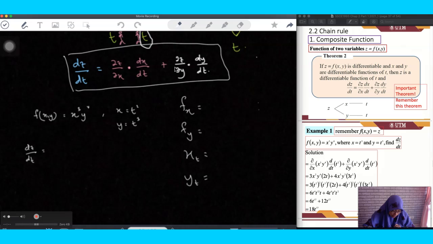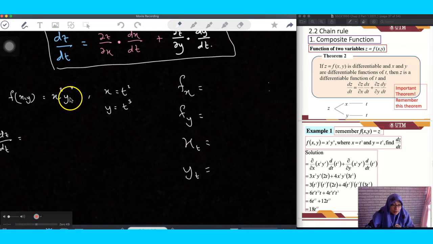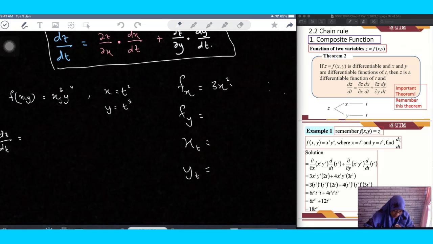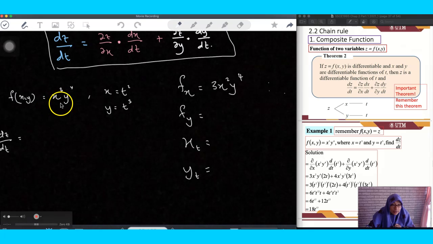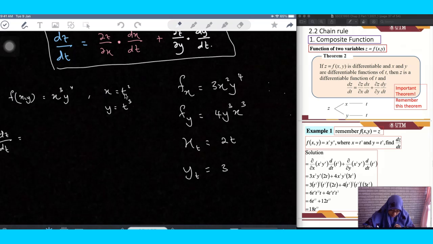So for fx, you differentiate your function with respect to x, with y constant, so y to the 4 is constant. Now you only differentiate x cubed, so you have 3x squared y to the 4. And then for fy, x is constant, so x cubed is constant. Now you differentiate y to the 4, and you get 4y cubed x cubed. Now xt: you differentiate x with respect to t, since you have only a single parameter, so you have 2t. And for y, you have 3t squared.